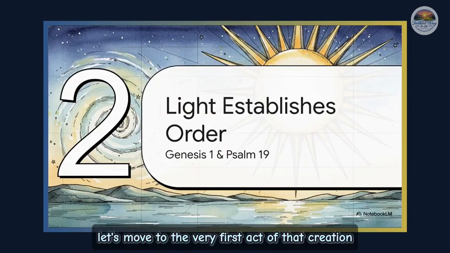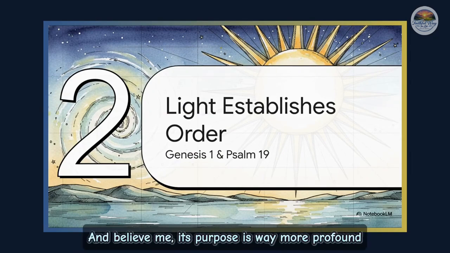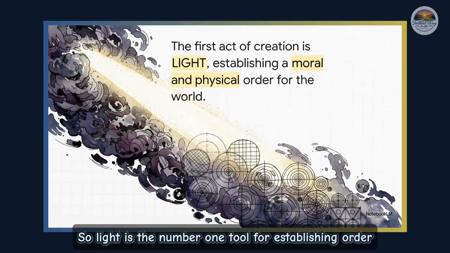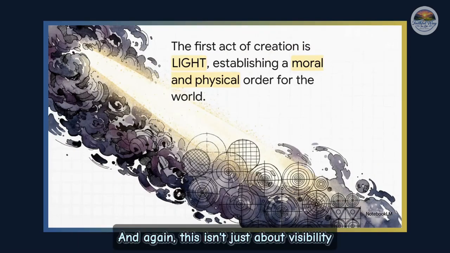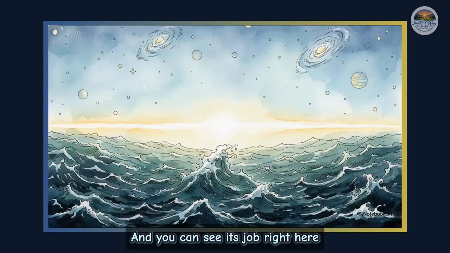All right, let's move to the very first act of that creation and see how this whole thing builds. That first act is the creation of light. And believe me, its purpose is way more profound than just helping us see in the dark. So, light is the number one tool for establishing order. And again, this isn't just about visibility. It's about creating a moral and a physical structure for the world, a framework for absolutely everything that's going to follow.